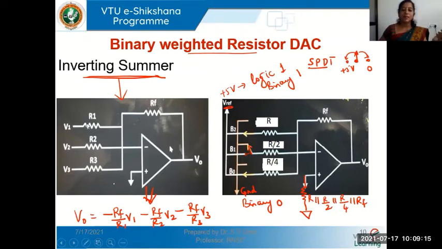Here, instead of having 3 different voltages, we'll be connecting the resistors to either Vref, which is plus 5 volts representing logic 1, or to ground representing logic 0. You will see the value of resistors will be weighted by a factor of 2 power n. So the first resistor is R by 2 power 0. The next resistor is R by 2 power 1. The third one is R by 2 square. The fourth one will be R by 2 cubed or R by 8, and so on. And as usual, I will have the feedback resistor RF.